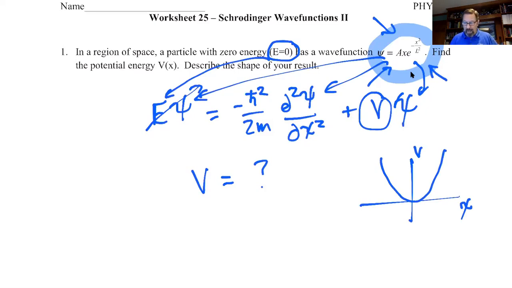Look to the video to see how it gets solved with all the gory mathematical detail, but that is the point. More often than not, that isn't the way quantum mechanics works. Instead, what we work from is some sort of potential energy function, V, and we work the problem the other way. What is the corresponding wave function, lowercase psi? Okay, and that's where I want to go next.